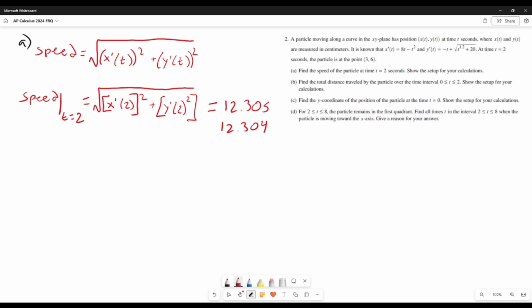Now, it does not ask you for this, but just in case, if you want to be safe, you could say that the answer is 12.304 centimeters per second, or that at time equals 2 seconds, the speed is 12.304 centimeters per second. It does not ask for the units, the time is obviously in the question. So you could just leave your answer as this, but if you want to be safe, then yes, you could say 12.304 centimeters per second at t equals 2 seconds.